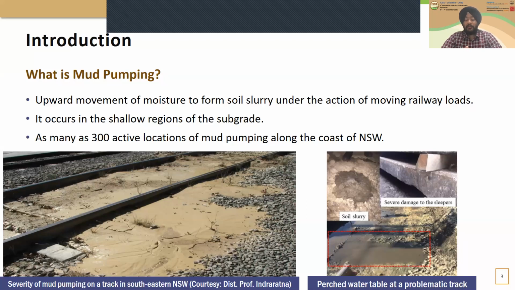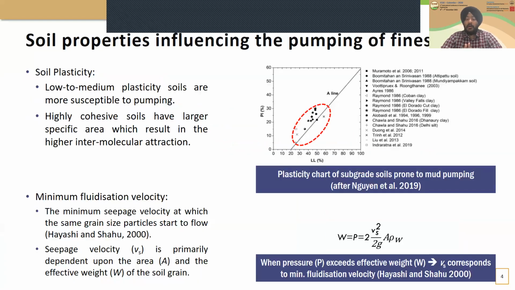You can see from the figure on the right, there is a formation of a perched water table on the top of the subgrade, and it keeps the soil fully saturated, and it causes damage to the sleepers as well and forms a mini soil volcano along the sides of the railway track. Coming to the important soil properties that influence the mud pumping or the pumping of fine particles.